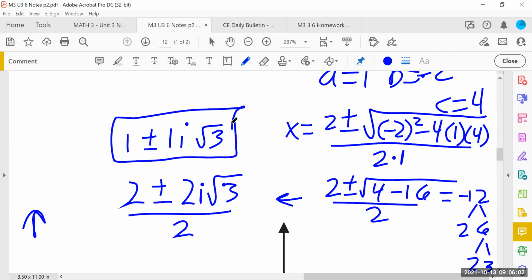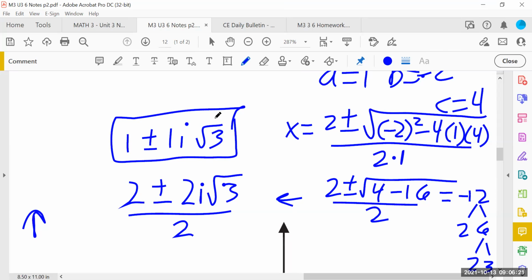So again, imaginary numbers do not show up on our graph. Those are my roots. Those are my zeros. They are not my x-intercepts. Because it's all together, this is technically one number. It just has a real and an imaginary part.